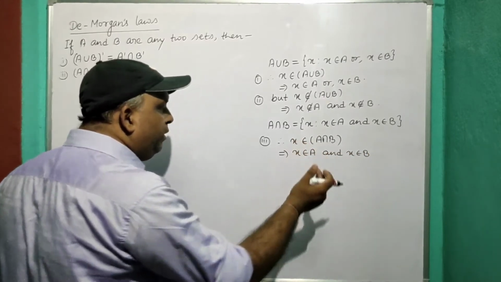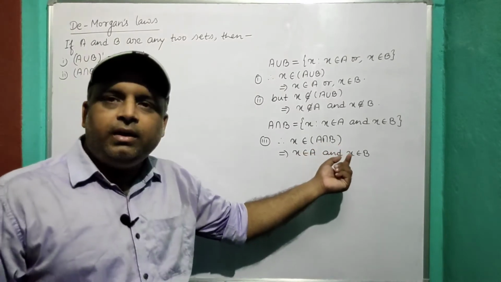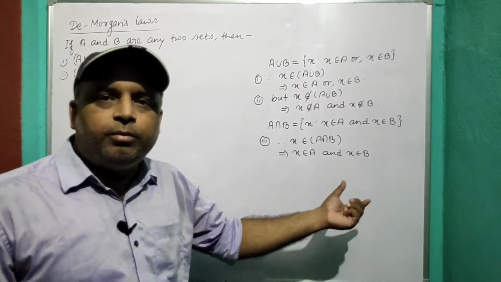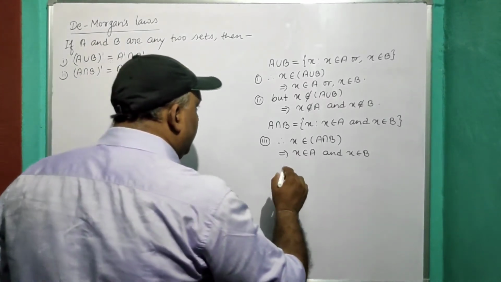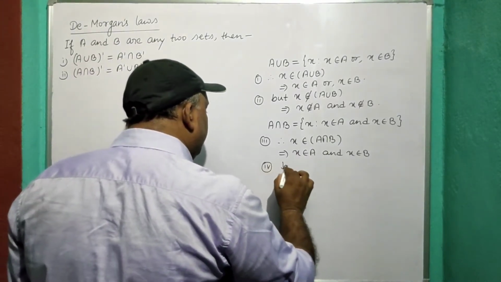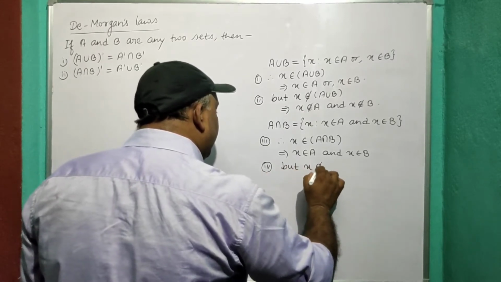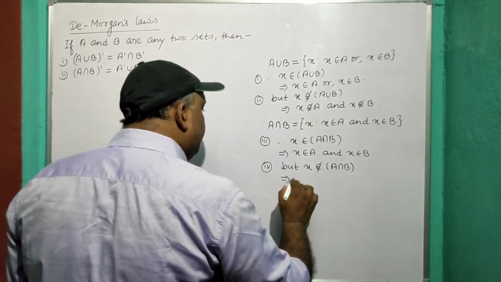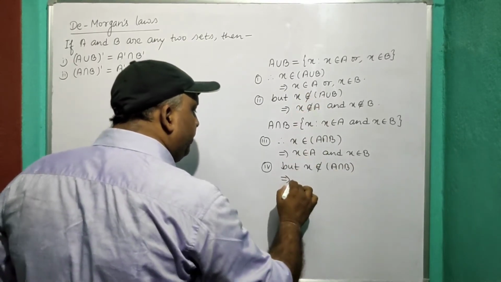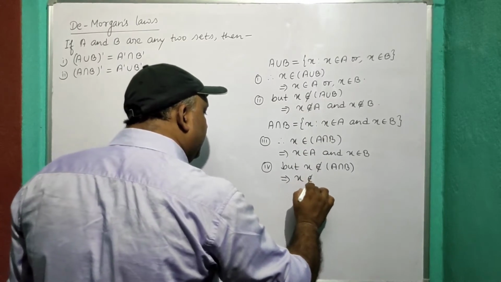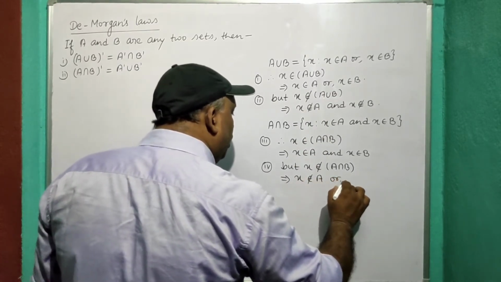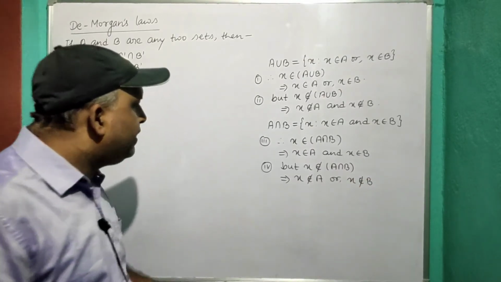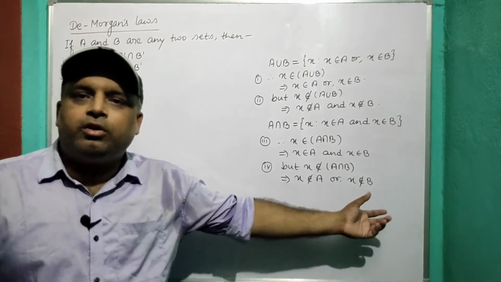So x is some element. If that belongs to A intersection B, it means that it must be common to both A and B. So we write x belongs to A and x belongs to B. But again, if it is given that x does not belong to A intersection B, then what happens? As I have discussed here, in that case this AND gets converted into OR. So in that case we write x does not belong to A or x does not belong to B.